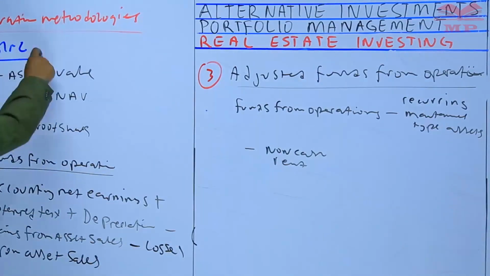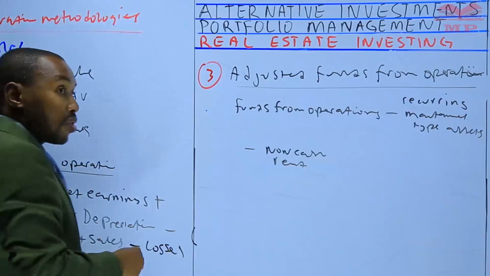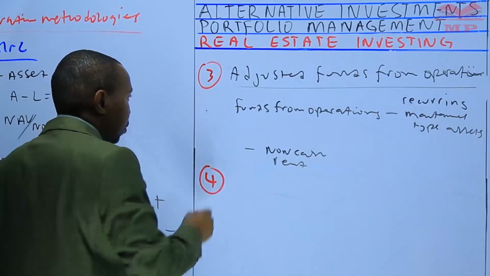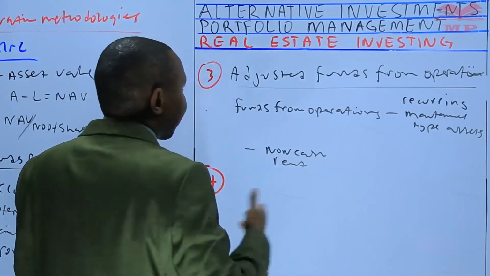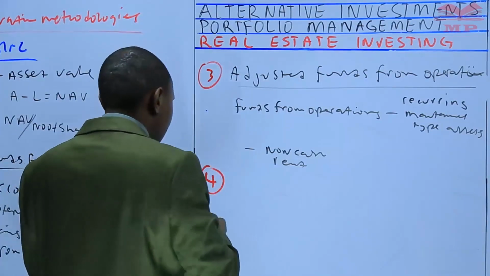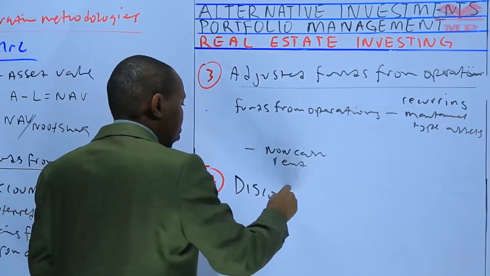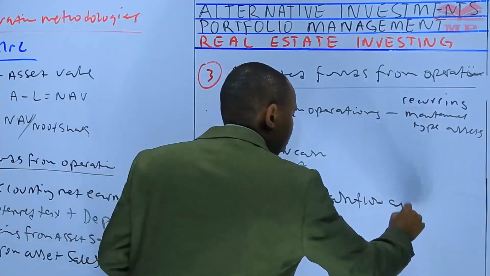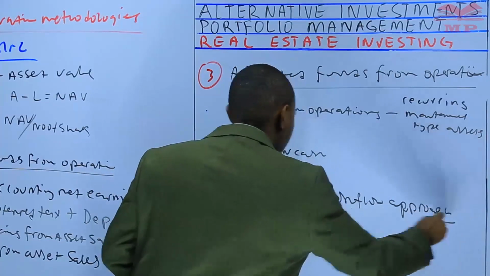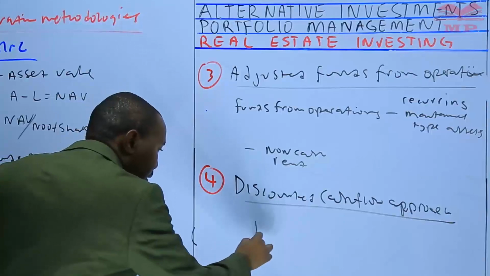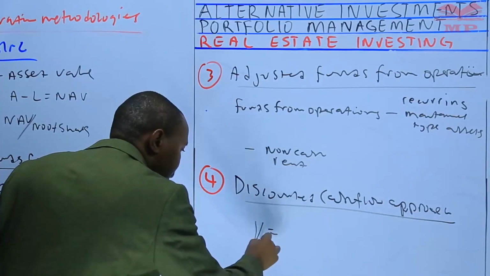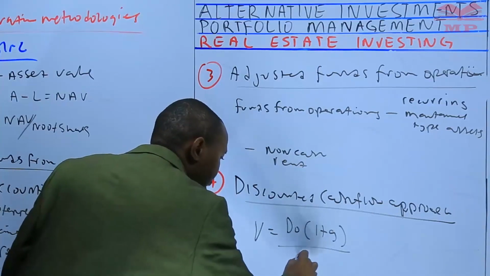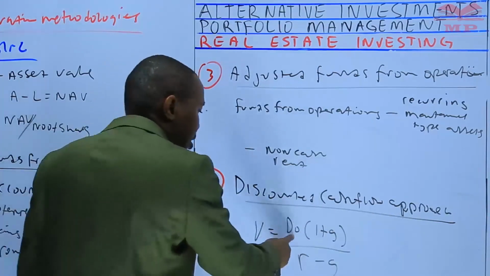Remember, we are valuing public forms of real estate, the ones traded on a regulated exchange. Then number 4 is the discounted cash flow approach. The formula for the value is given as D naught times (1 plus G) all over R minus G. This is the dividends over here.